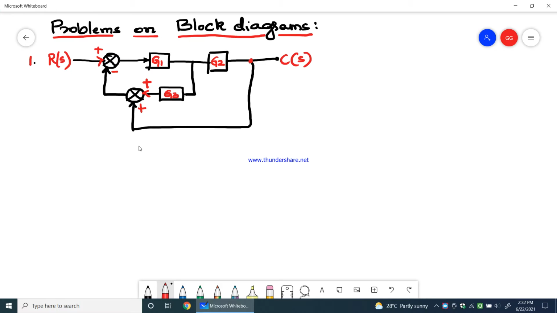Even this is one of the diagrams which is given to find out the transfer function C of S divided by R of S. So we need to find out what is C of S divided by R of S. That is the question which is being given here. Which would be the technique that we can apply for this block diagram so that we can get the final transfer function? So let us go with the solution.